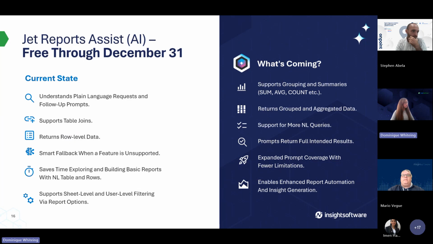If you are on the Jet Reports Center platform, you will have Jet Reports Assist free throughout the rest of the year, up until December the 31st. The AI assist already understands plain English requests, handles table joins, and returns row level data from your dynamic system. Coming up soon, it will handle grouping, summarize with sum and count, return aggregated data, and understand even more natural language queries. I guess this means less time figuring out formulas and more time analyzing what your data actually tells you.